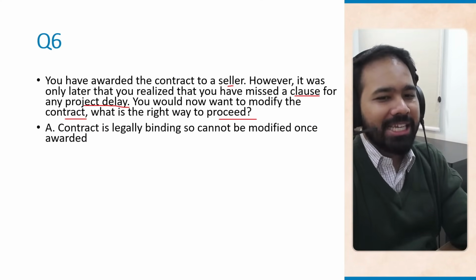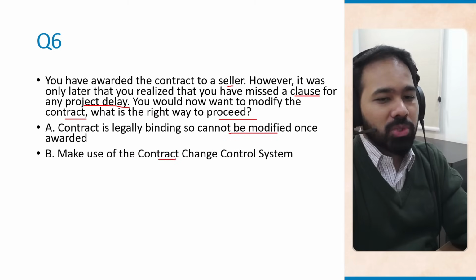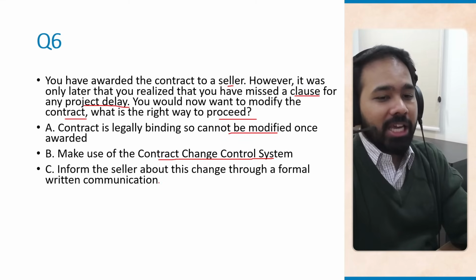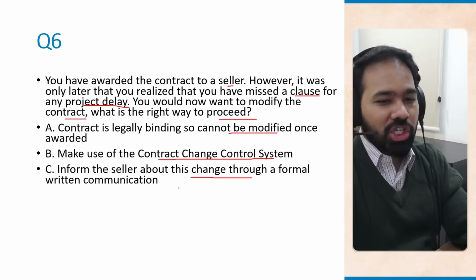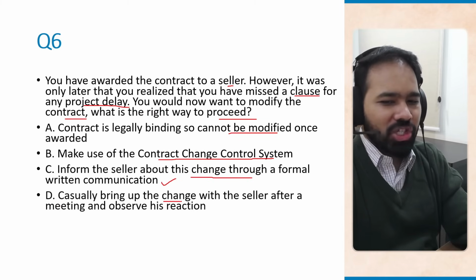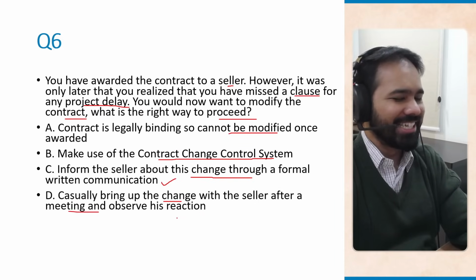A, contract is legally binding, so it cannot be modified once awarded. B, make use of the contract change control system. C, inform the seller about this change through a formal written communication. Or D, casually bring up the change with the seller after a meeting and observe what his reaction really is.